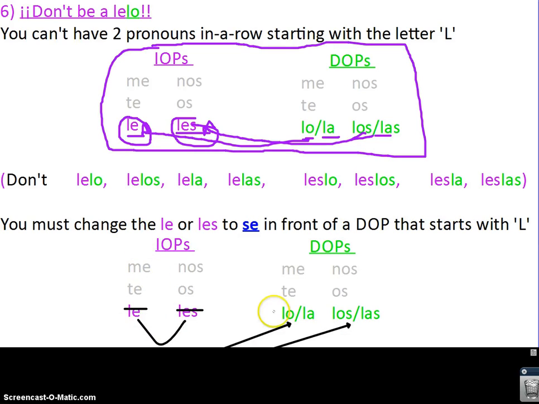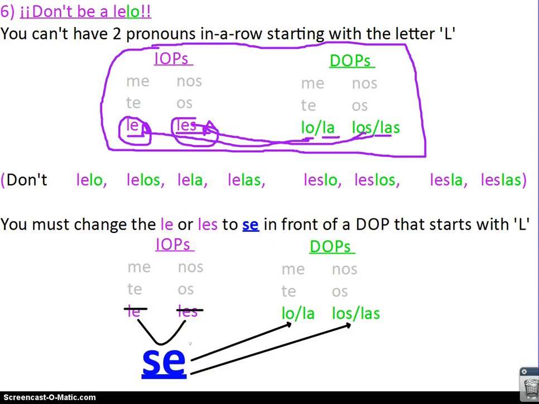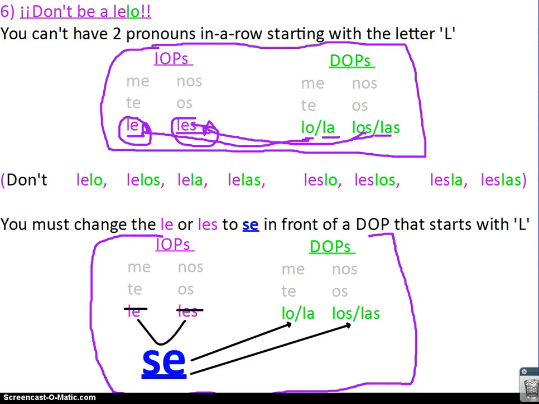I can have me lo, te lo, nos lo, os lo, but I can't have lay in front of these or lace in front of these. And as this says right here, you must change the lay or lace to se. Lay or lace changes to se if I'm putting them in front of lo, la, los, or las. Again, you don't have to write down this one either. It is just for the sake of demonstration.